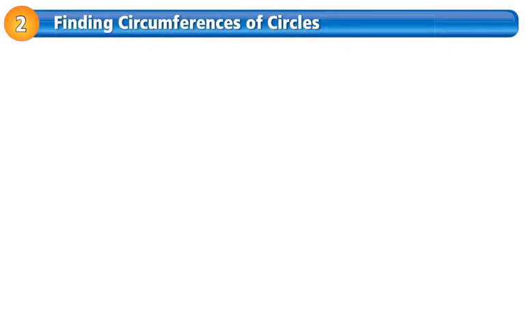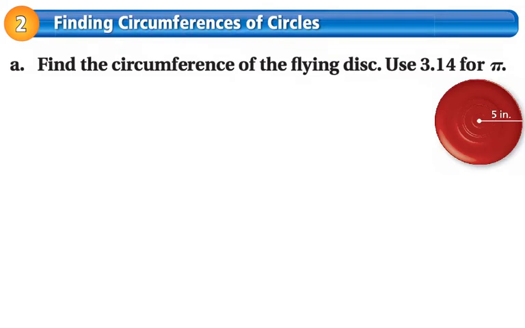So we're going to go ahead and find the circumference or perimeter of some circles being given different information in both circumstances. We'll go ahead and start with part A. And part A says, find the circumference of the flying disk, use 3.14 for pi. So here in the picture, we see we've got this red disk, frisbee, if you will, with a measurement given of 5 inches. First thing we have to discern is what measurement do we have?